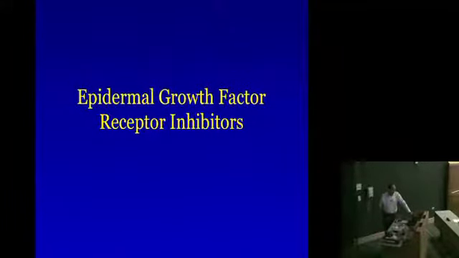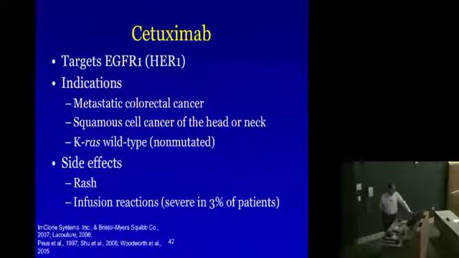When we look back at the epidermal growth factor receptors, again, we had Cetuximab as the target for EGFR1, which is HER1. This is indicated for metastatic colorectal cancer, for squamous cell carcinoma of the head and neck. And then also you break out that after being approved for colorectal cancer, it really got looked at, is there a subset of colorectal cancers that it's maybe better for as opposed to all comers? And you can test for KRAS wild type, and non-mutated patients would benefit from Cetuximab.